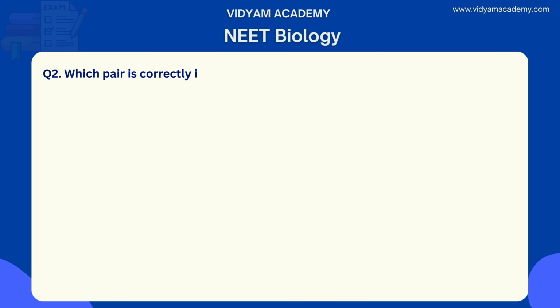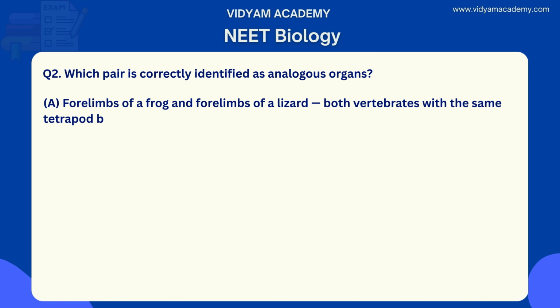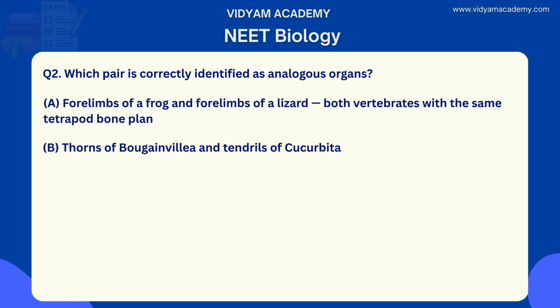Which pair is correctly identified as analogous organs? Option A, forelimbs of a frog and forelimbs of lizard, both vertebrates with the same tetrapod bone plan. Option B, thorns of bougainvillea and tendrils of cucurbita, both are modified stems with similar vascular anatomy.